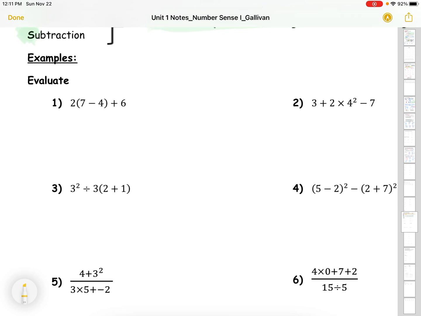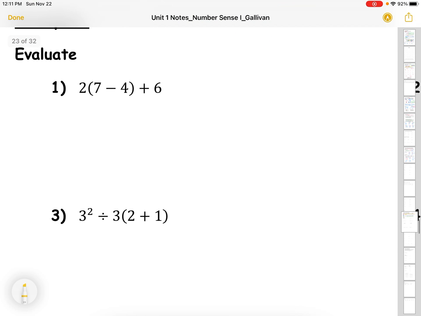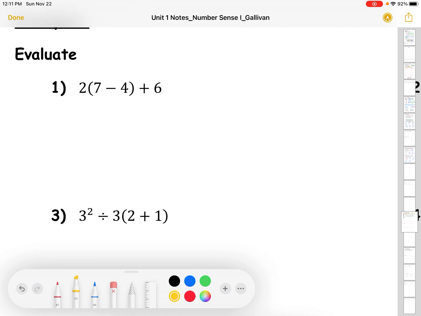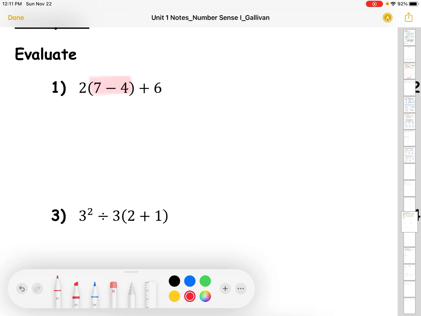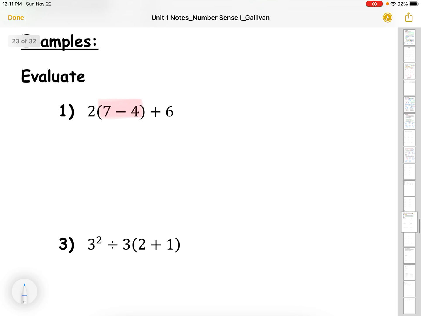So, looking at question number 1. According to BEDMAS, we're going to start with the brackets. So we're going to do the brackets first. And you'll notice what I do is I like to write down everything in the line below that is not changing. So the 2 stays the same. 7 minus 4, that's like plus a negative 4. That would be equal to 3 plus 6.